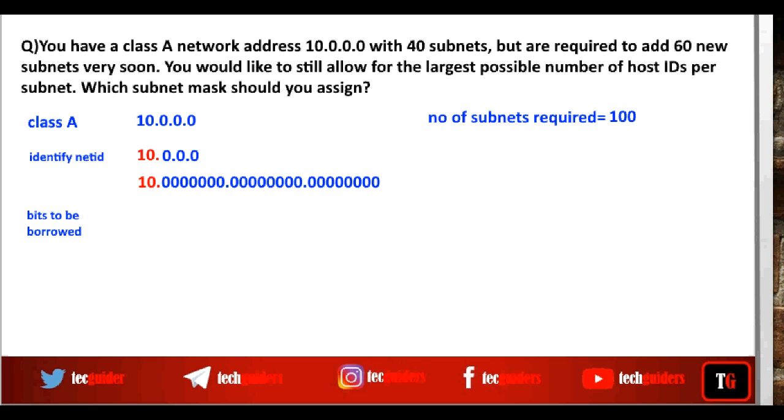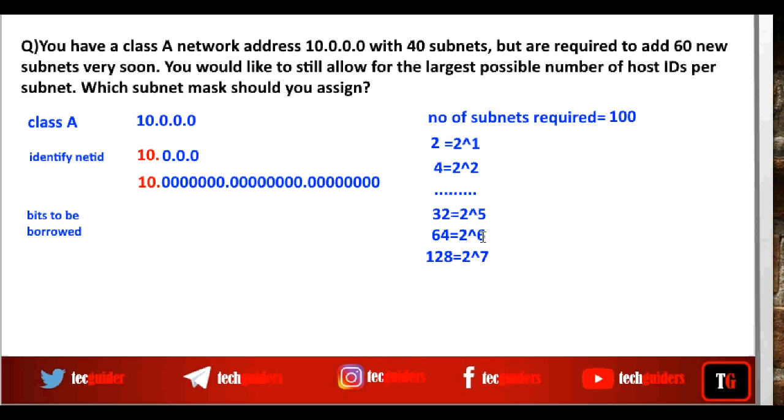We know that by borrowing one bit from the host identification portion, we can divide a network into two equal-sized subnetworks. And by borrowing 2 bits, we can divide a network into 4 subnets, and so on. By borrowing 6 bits from the host identification portion, we can divide a network into 64 equal-sized subnets. By borrowing 7 bits, we can divide the network into 128 subnets.